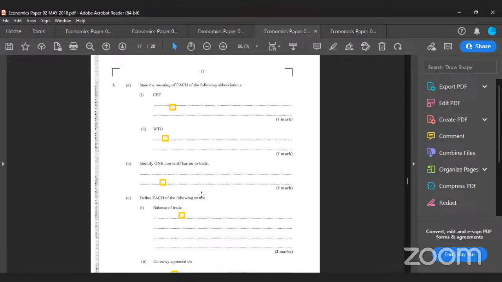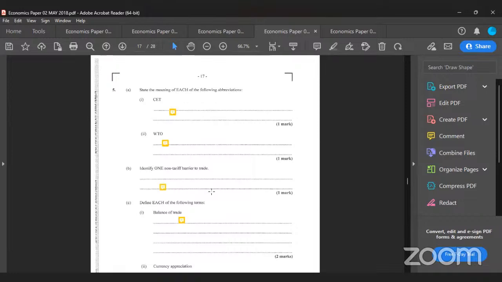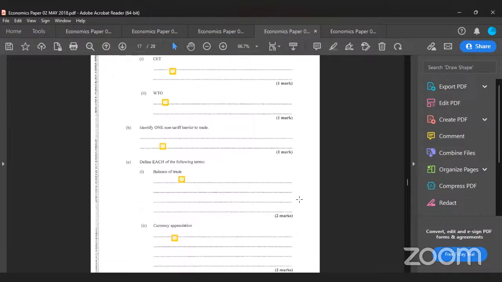But again, just like before, I'm going to ask you guys some acronyms. You prepared for some acronyms. So earlier we saw CDB, CET, WTO, right? Furthermore, they asked us to identify one non-tariff barrier to trade, and you can use quota. Quota is an example of that, right?